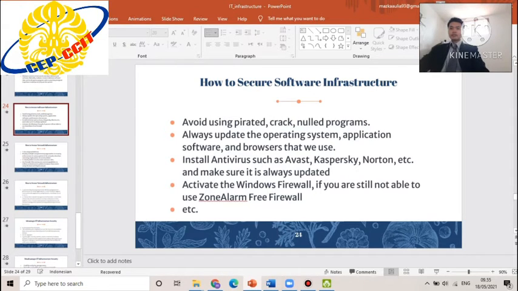Okay, this is the way how to secure software infrastructure. First, avoid using pirated, cracked, and null programs. Second, always update the operating system, application software, and browsers that we use. Third, install antivirus such as Avast, Kaspersky, Norton, etc., and make sure it is always updated. Four, activate the Windows firewall, or if you are still not able to, use ZoneAlarm free firewall, etc.